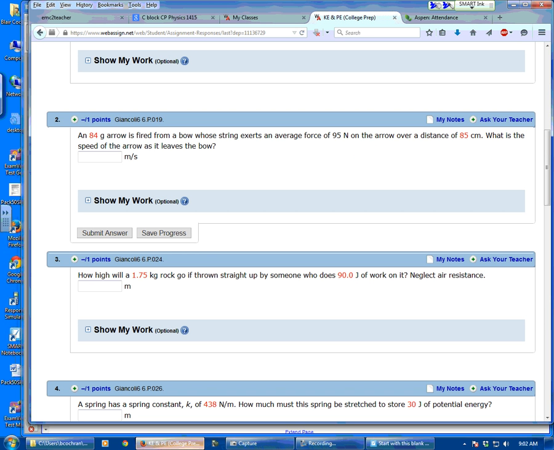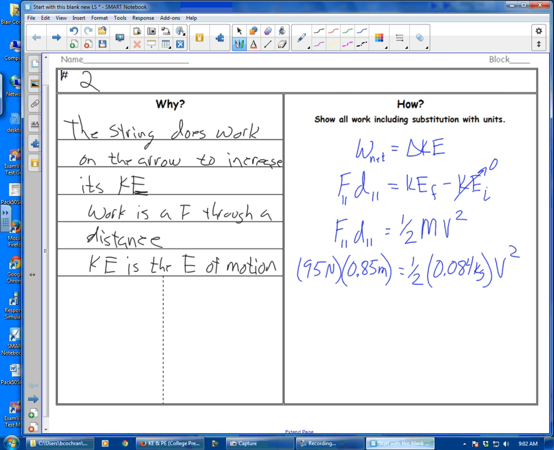Well, the distance, they tell me, on the arrow over a distance. That's the distance. Well, they described my arrow as an 84-gram arrow. They're telling me the inertia of my arrow there right at the beginning. And then I would just plug in my calculator and do a little algebra.